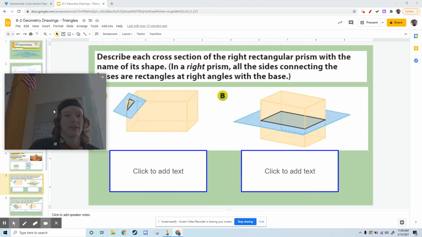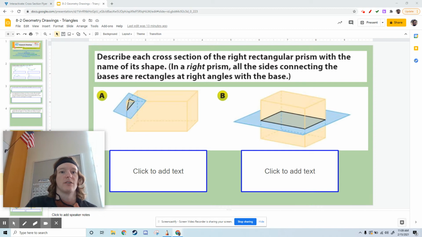For the next slide, we're going to end up having to type on this one. So describe each cross section of the right rectangular prism with the name of its shape. So that's all we have to do, we're just going to type in one or maybe a couple words to describe what shape we made.